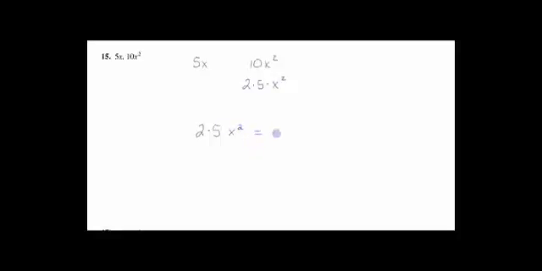When I multiply that, I get 10x squared. You can also see 5x goes into 10x squared. 10x squared goes into itself, so 10x squared is the LCM. Whenever one of your numbers goes into the other number, the larger number is your least common multiple.